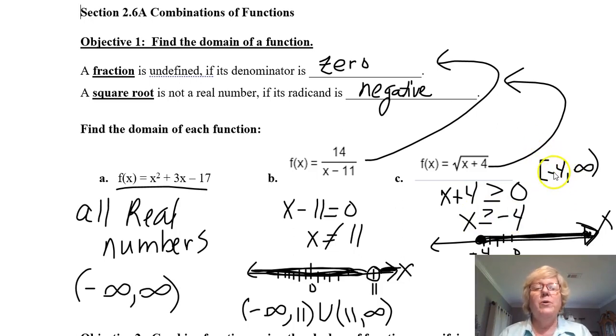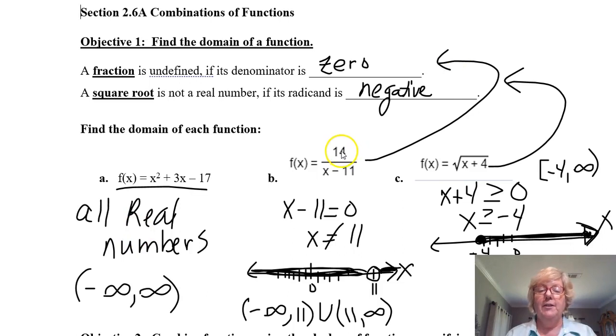Really, the only time we ever use a bracket in this type of interval notation is when you have something like a closed circle right here. See how that was x is greater than or equal to negative 4? That's when you use a bracket. Hopefully, these three examples will help you be able to pick out the domain. A polynomial function is just all real numbers.